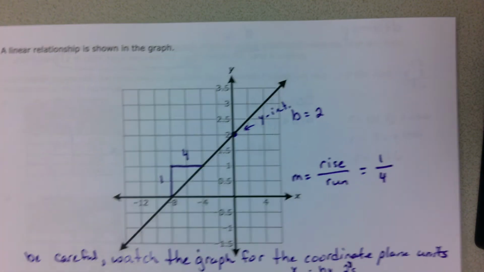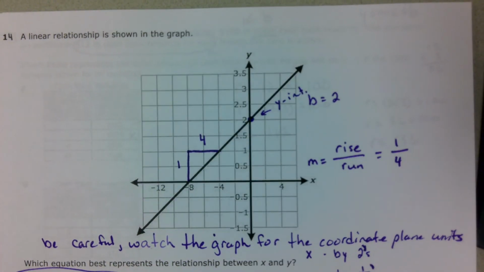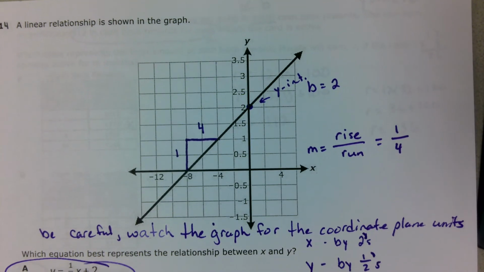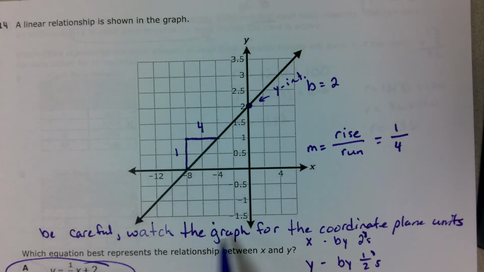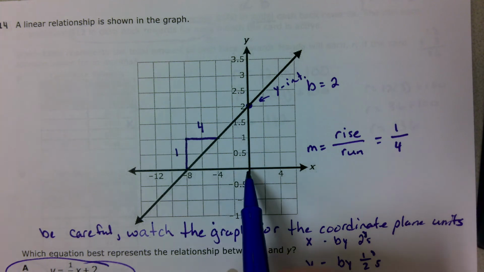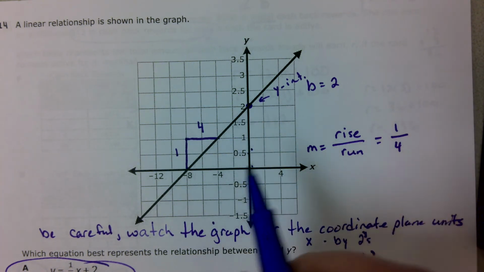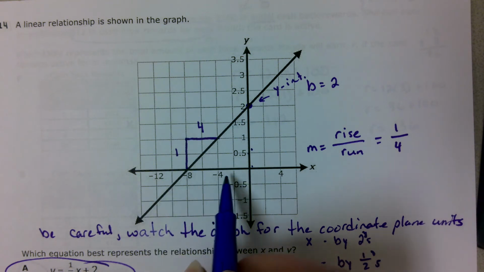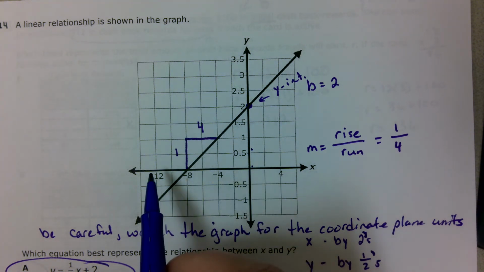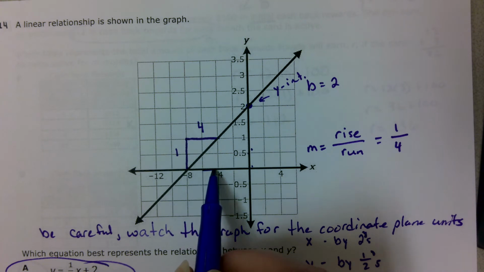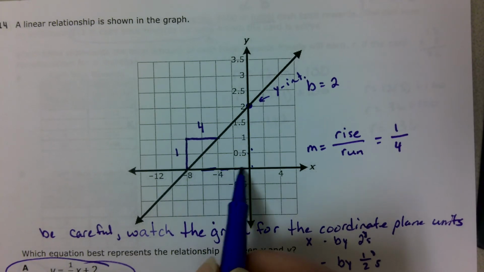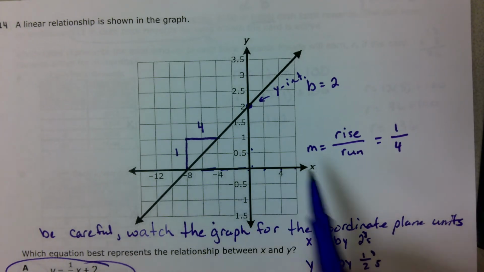Number 14, a linear relationship is shown in the graph. Which equation best represents the relationship between x and y? And again, we need to watch our units for our coordinate plane. So our y-axis is going up by 1/2, right? And then our x-axis is going up by 2s. So this is 2 units right here. 2 units, 2 units. So it's 2, 4, 6.